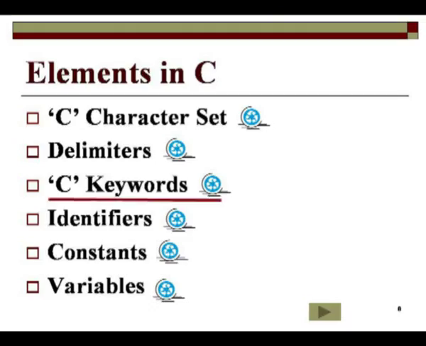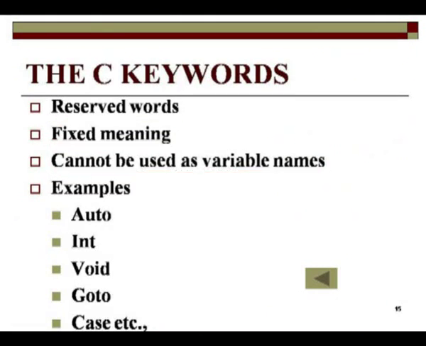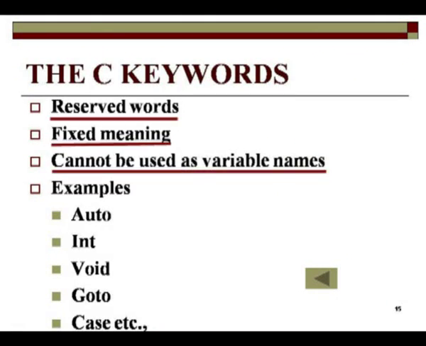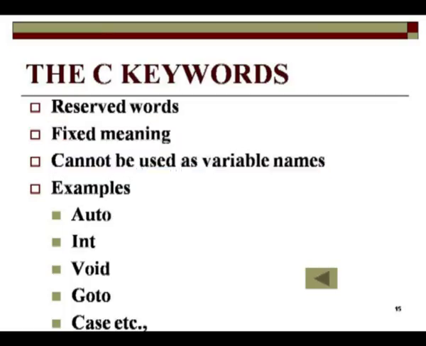Next, let us look at the C keywords. Now, what is meant by a keyword? A keyword is one which already has a reserved meaning. It has a fixed meaning. It cannot be changed. It is reserved for a particular purpose. So, they have a fixed meaning and they cannot be used as variable names.